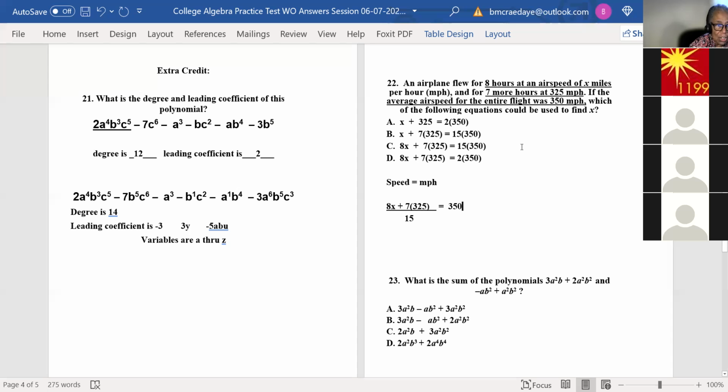Now, which equation A, B, C, or D looks like this one? Audrey, which one? C. That's right, because if you multiply both sides by 15, you get C. That's right. So your answer, C.